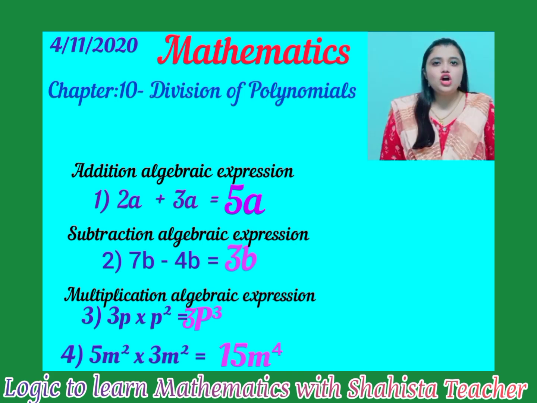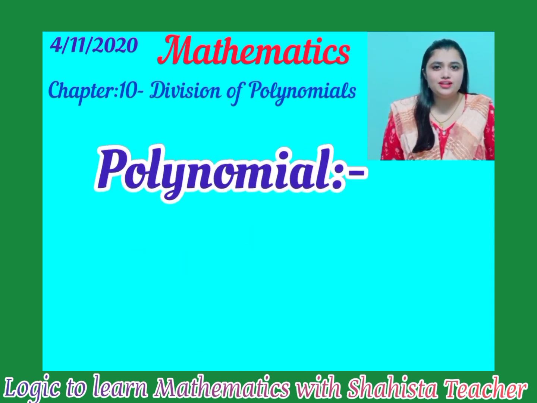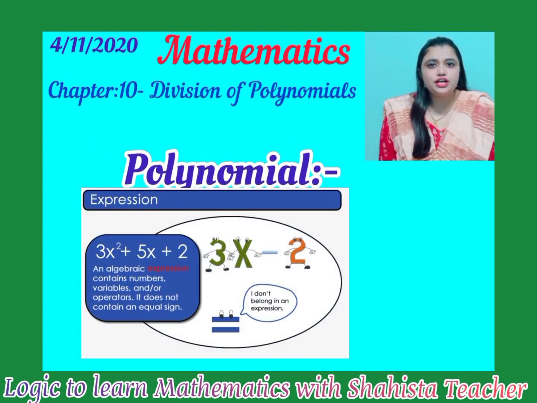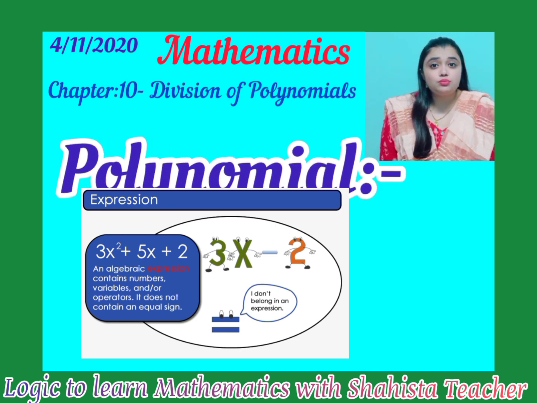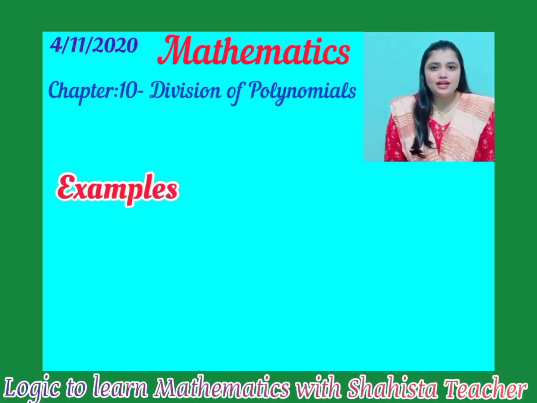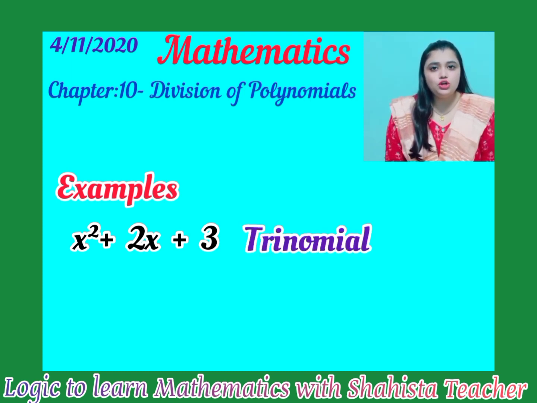So these all are very basic algebraic expressions. Now let's learn more about polynomial. If the index of each term of an algebraic expression in one variable is a whole number, then the expression is said to be a polynomial. Let's take a few examples. Here x square plus 2x plus 3. Three terms are given. That means it is a trinomial type of polynomial.